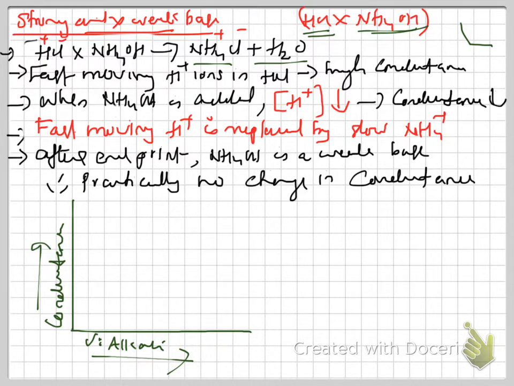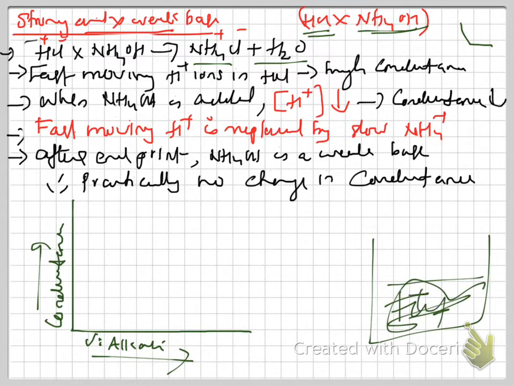Here initially you have only HCl in the solution. HCl contains H+ and Cl-. Here H+ is fast moving and highly conducting. So due to the presence of a large number of H+ ions, the solution has higher conductance.